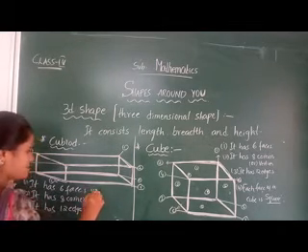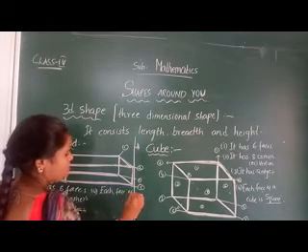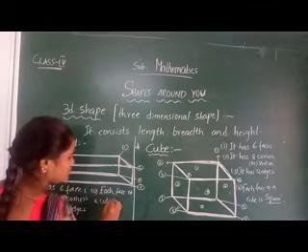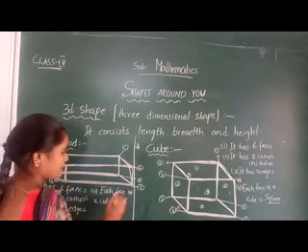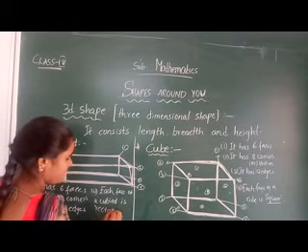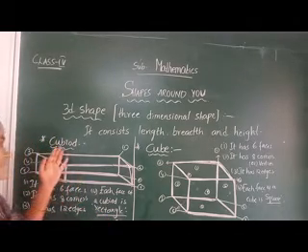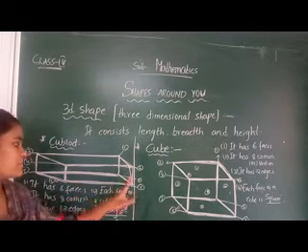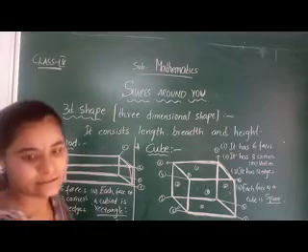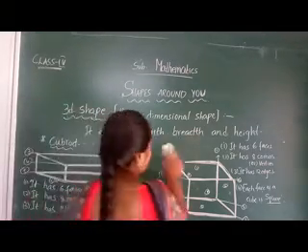Fourth point I am writing here, ma'am. Each face of a cuboid is a rectangle. So, once again, we will discuss cuboid. It has 6 faces, it has 8 corners. It has 12 edges. Each face of a cuboid is a rectangle. Okay, ma'am? So what did we complete now? Cuboid. Next one, cylinder.